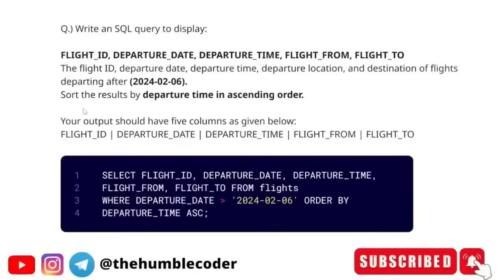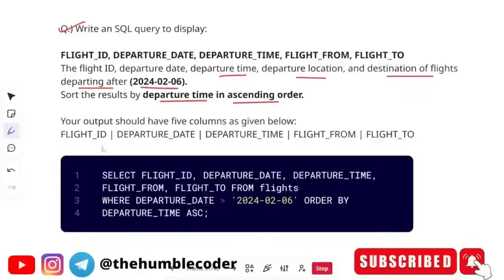Let's look at this question. The question is basically based on an SQL query that we need to write to display the flight ID, departure date, departure time, departure location, and destination of flights departing after a mentioned date. Okay, you have to sort the results by departure time in ascending order. Your output should have 5 columns as given below: flight ID, departure date, departure time, flight from, and flight to.